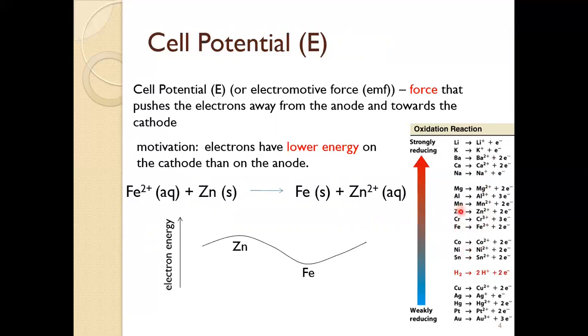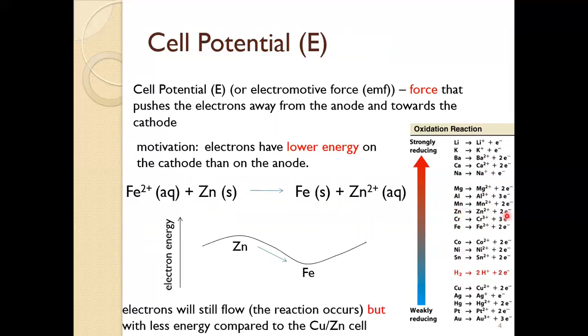But notice it's not as high above compared to the copper example. Yes, zinc is above iron, but the difference in their relative ordering is much smaller than compared to zinc versus copper. So yes, the process is still spontaneous. Electrons will still flow. The ball, so to speak, rolls down the hill.